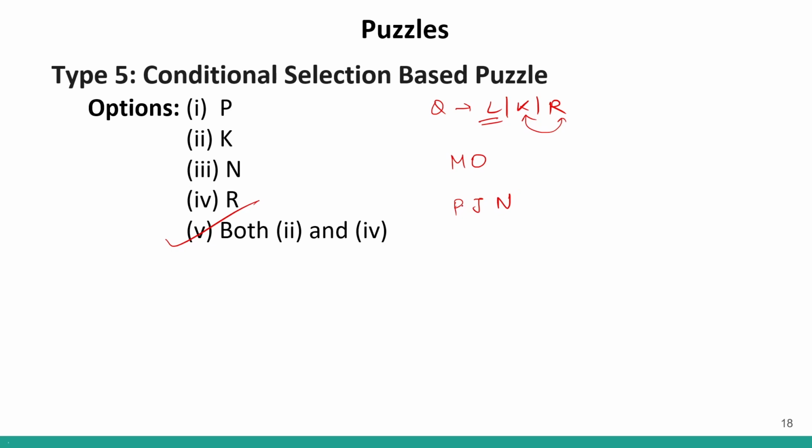Work together. PJ and N work in IT, MNO work in basically your HR and Q, L, K, R work in your production. This was after the conditional selection based puzzles. So this is how you solve this type.